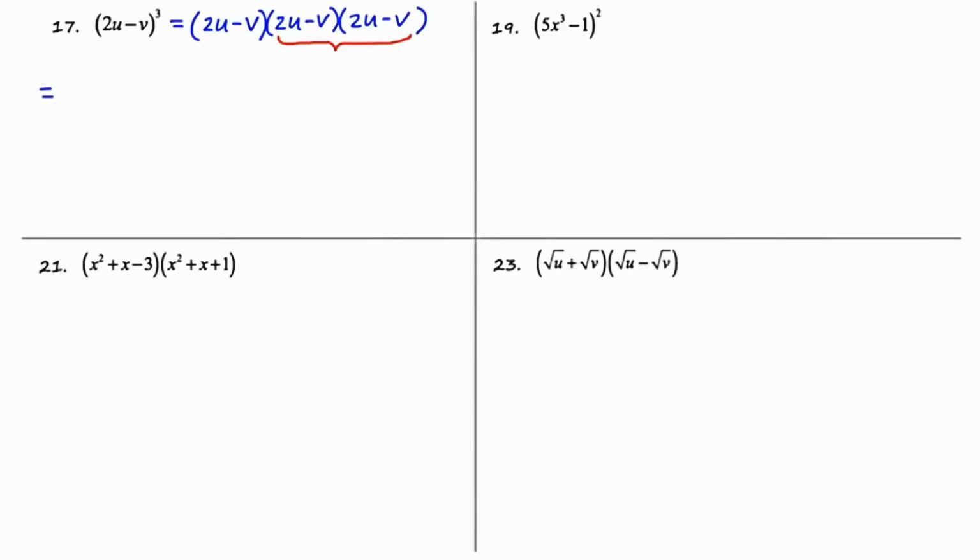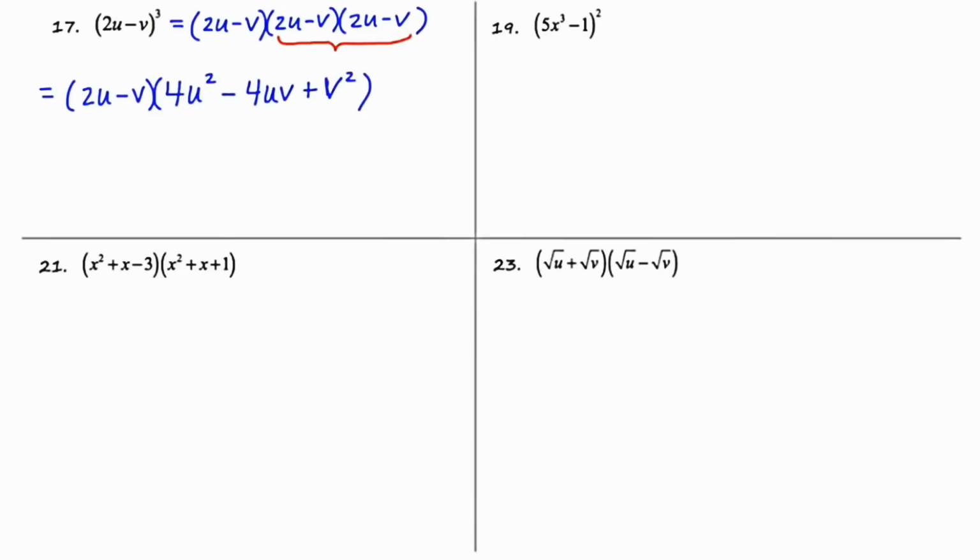So I'm going to write down the first binomial, not doing anything with it, and now I'm going to multiply the result of having FOILed the last two binomials, and that's going to give me 4u squared minus 4uv plus v squared.